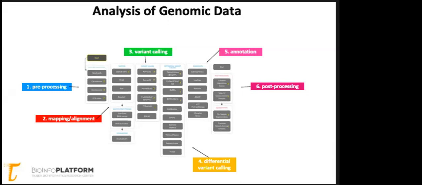When this is done, our next step is to calculate differences. For example, we are trying to compare a mutated group where patients have cancer and a normal matched sample. We will compare those two sets of reads against the reference genome and measure significance. How significant are these variations in deciding whether this is the cause of this disorder or this problem? And lastly, we'll do what we call annotation.